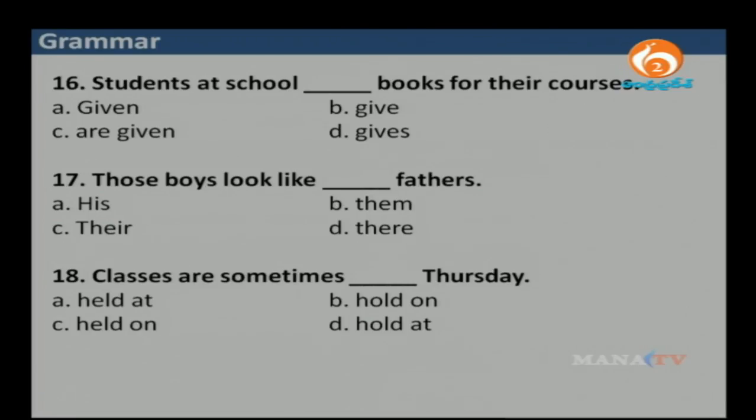Question number 16. Student at school dash books for their courses. Students at school are given books for their courses. 16C is the correct answer. Are given, because all the students have been given books. Question number 17. Those boys look like dash fathers. Now we have THEIR and THERE. THEIR is the correct option here because THERE is a preposition.